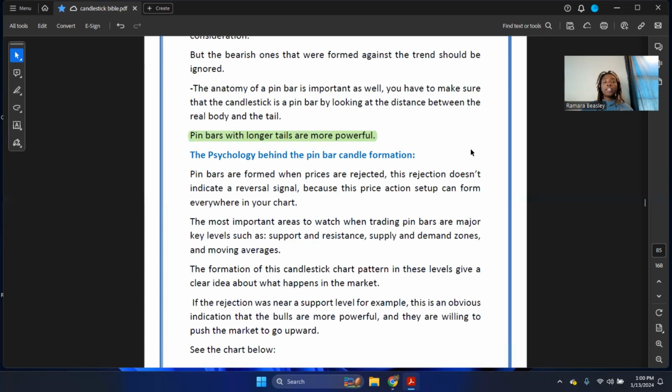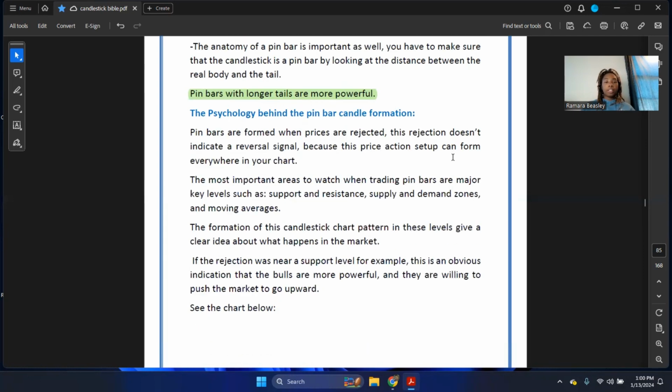All right, so the psychology behind the pin bar candle formation. Pin bars are formed when prices are rejected. This rejection doesn't indicate a reversal signal because the price action setup can form everywhere in your chart. The most important areas to watch when trading pin bars are major key levels such as support and resistance, supply and demand areas, and moving averages.